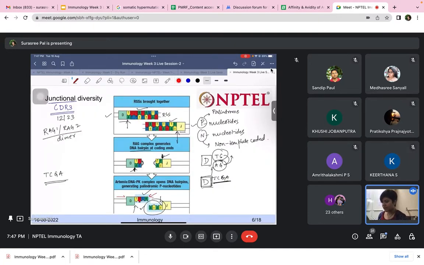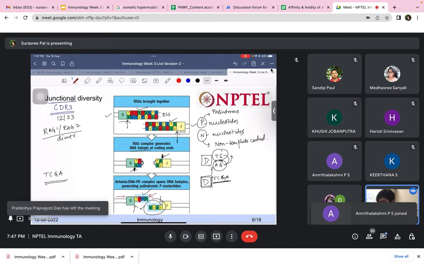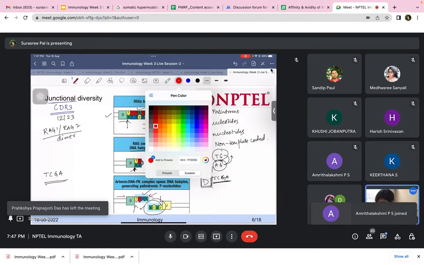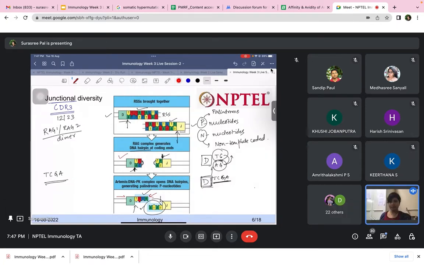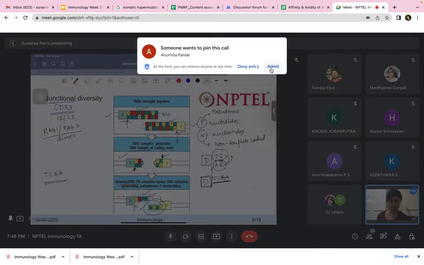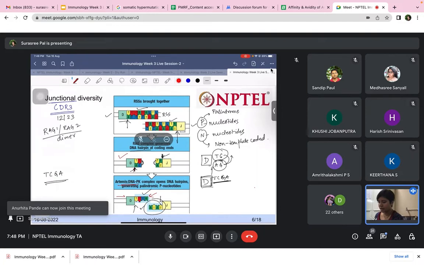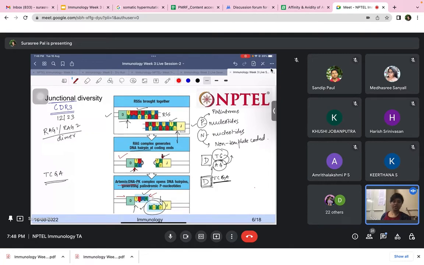Here you would see that the RAG complex creates the DNA hairpin, and the Artemis DNA-PK complex opens up the DNA hairpin. How does it do that? It makes a cleavage at a single strand, at one of the strands, like this, here in this particular strand or here in this particular strand. Because of this cleavage, the DNA hairpin opens up. And these are actually palindromic nucleotides, right?